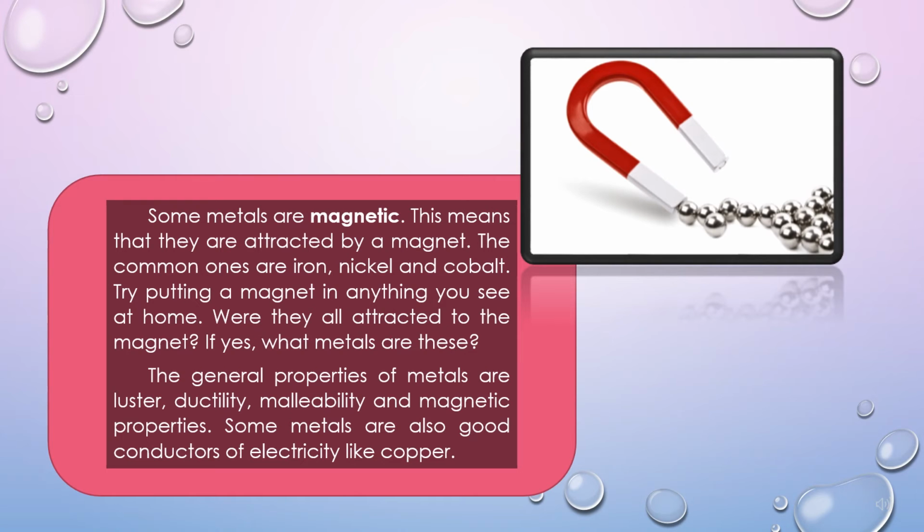Some metals are also good conductors of electricity like copper. Okay, so another property of metal is conductivity. Some metals can conduct electricity and same as heat. Okay.